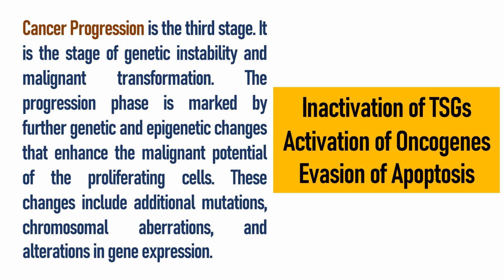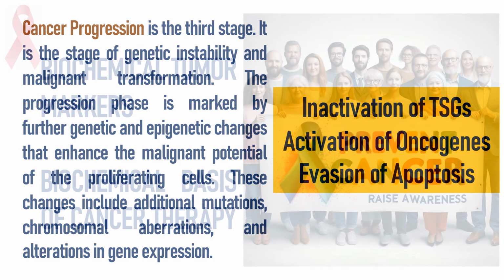The progression phase is marked by further genetic and epigenetic changes that enhance the malignant potential of the proliferating cells. These changes include additional mutations, chromosomal aberrations, and alterations in gene expression. The key points include inactivation of tumor suppressor genes, activation of oncogenes, and evasion of apoptosis. The mechanisms involved have already been described earlier in this video.